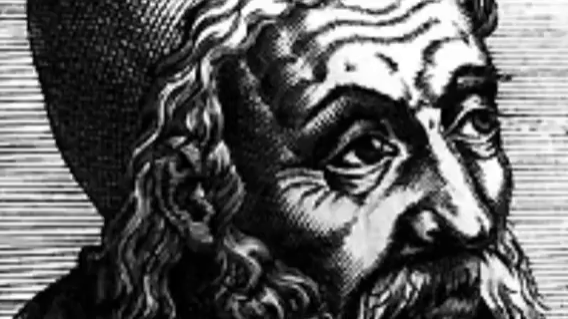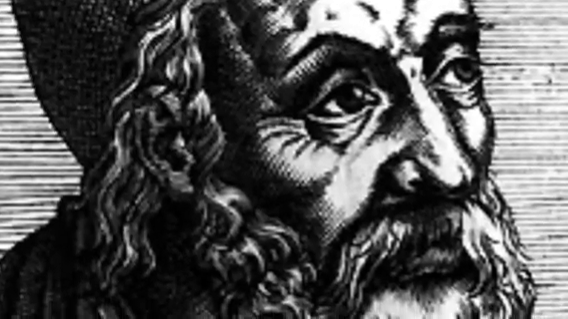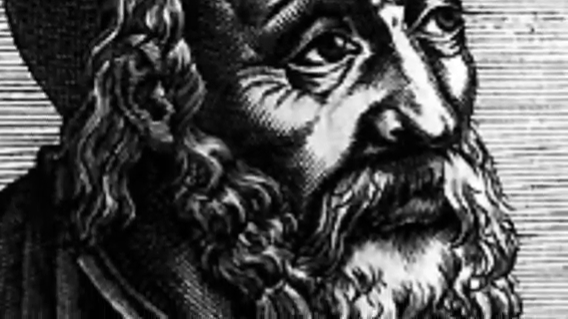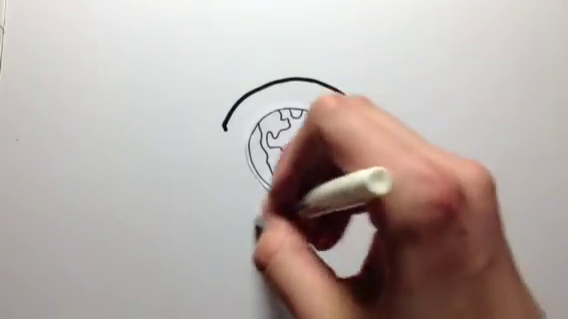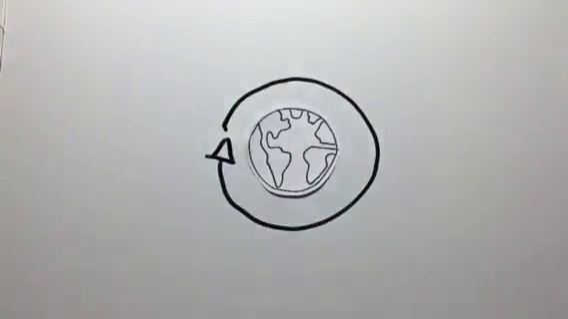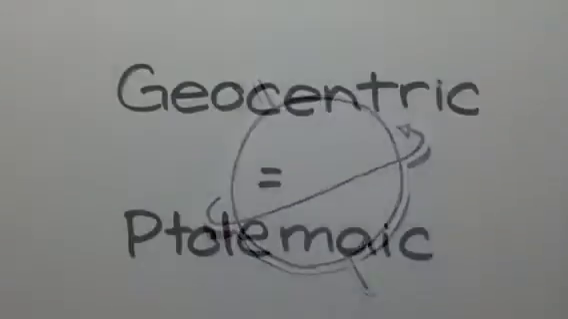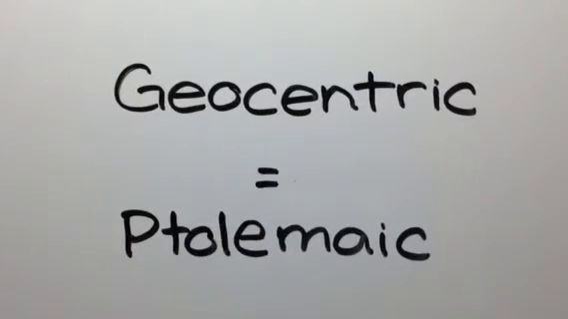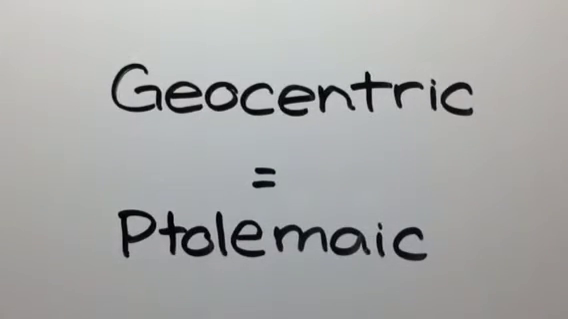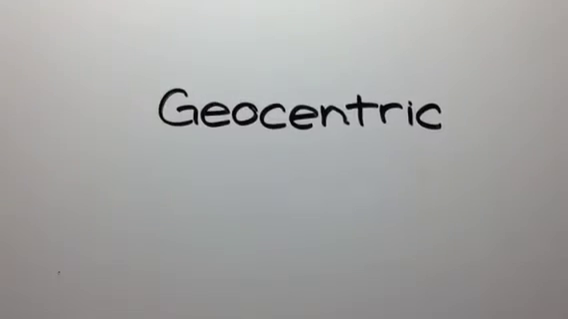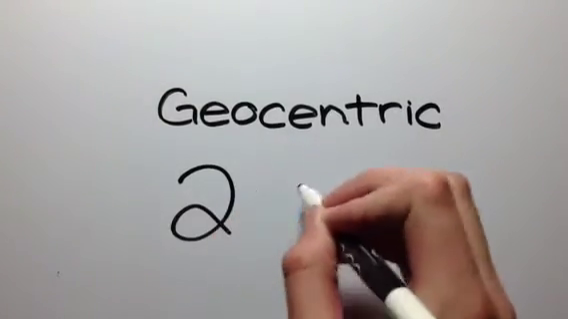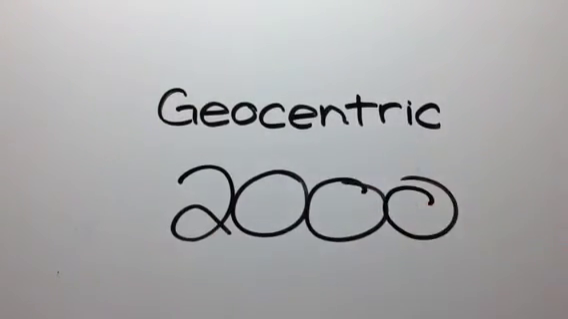It was then changed by another Greek geographer and astronomer, Claudius Ptolemy. He added the idea that the planets not only revolve around the Earth, but they also spin on their own axis. That is why the geocentric model is sometimes also called the Ptolemaic model. The geocentric model has been used for almost 2,000 years.